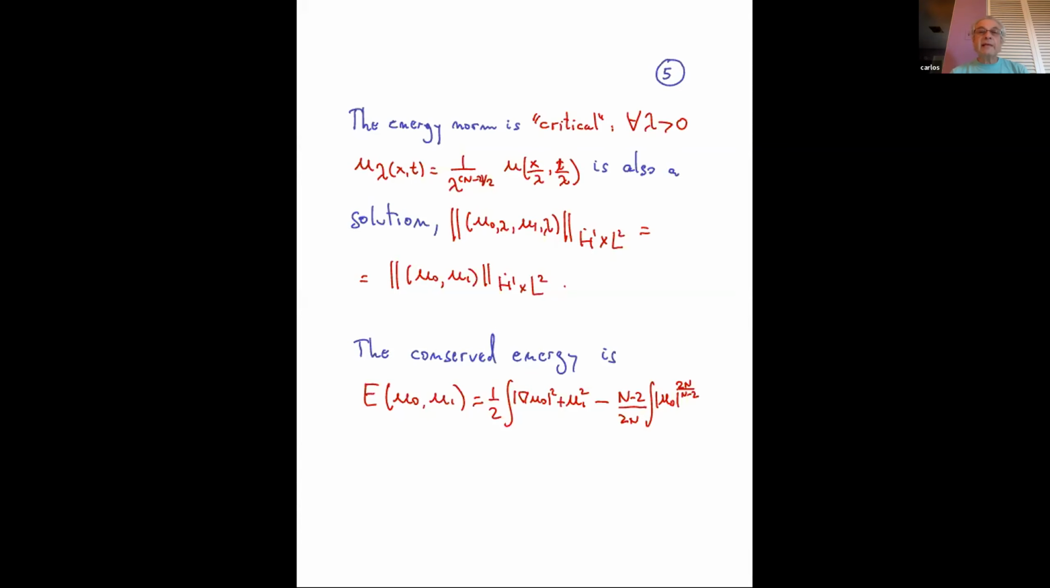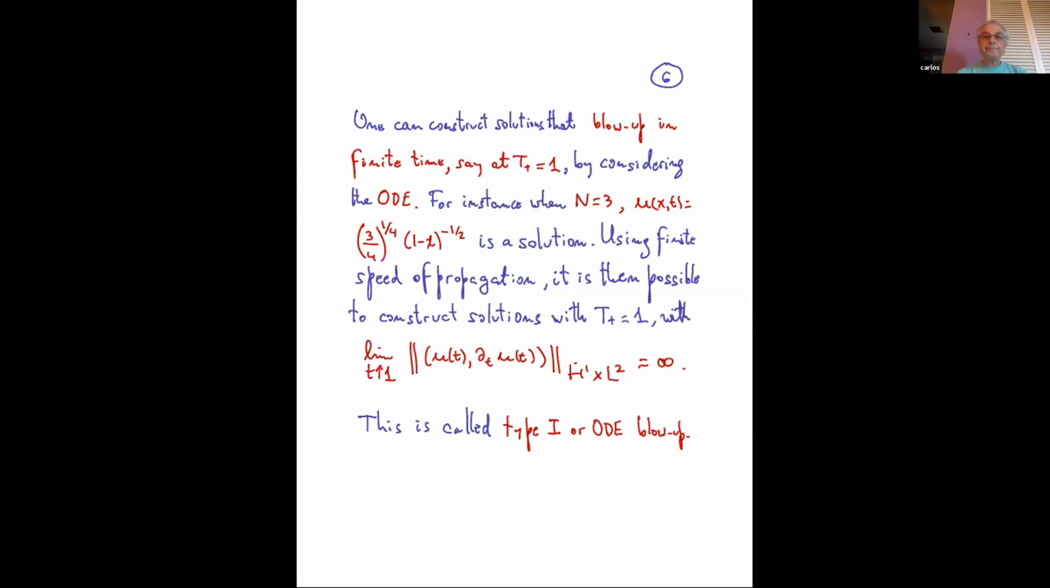This equation has a conserved energy. The energy is written here. It's 1/2 the integral of grad u0 squared plus u1 squared, which is the linear part of the energy, minus (n minus 2) over 2n, the integral of u0 to the power 2n over n minus 2.